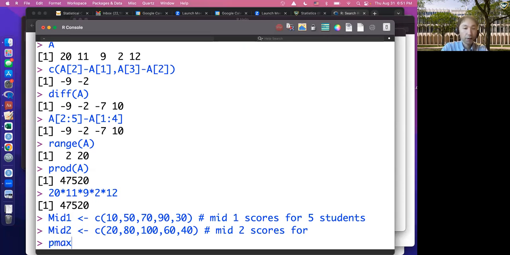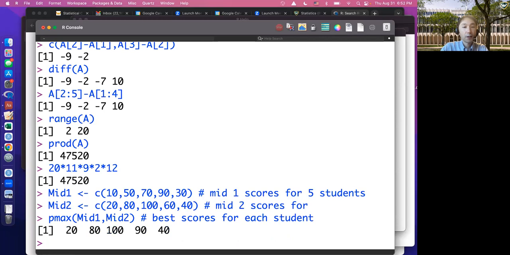And one function, pmax of mid1, mid2, returns the component-wise maximum, so the best scores for each student. The first student did better in midterm 2, so it returns 20. And for the second, the 50 and 80, the maximum is 80. I don't know if it works with 3 vectors, it may or may not.